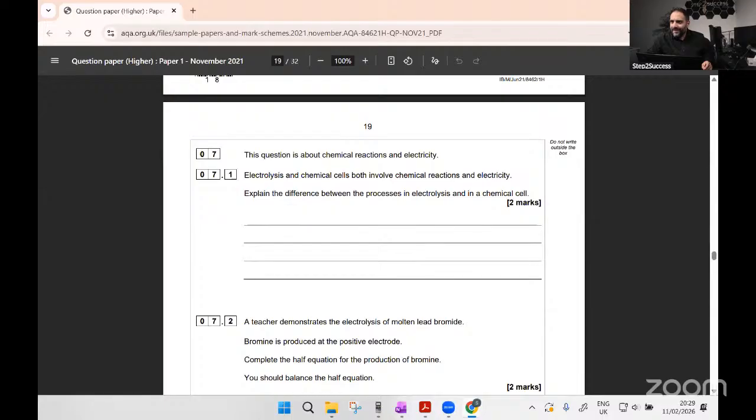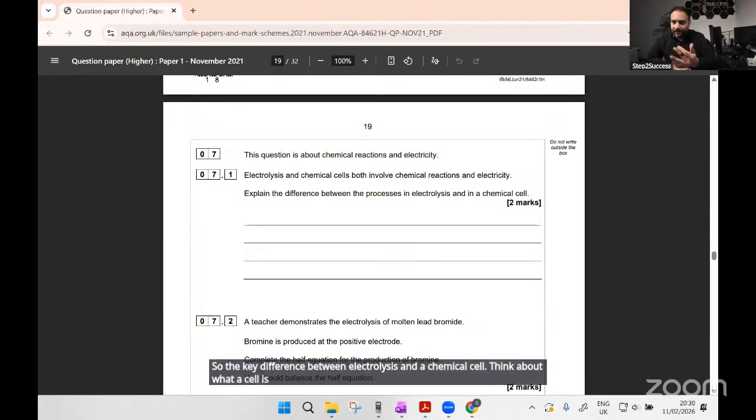Right. The answer to the first question. So, the key difference between electrolysis and a chemical cell. Think about what a cell is, a cell or a battery in physics. What are we trying to do with a cell?